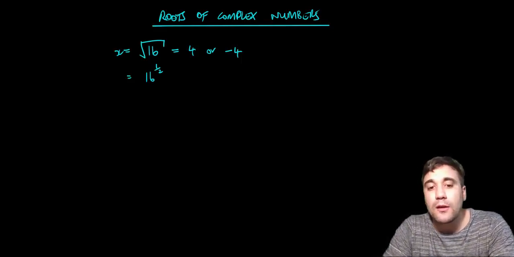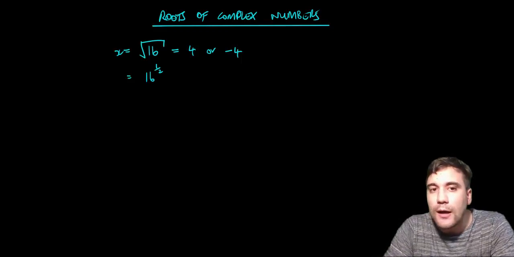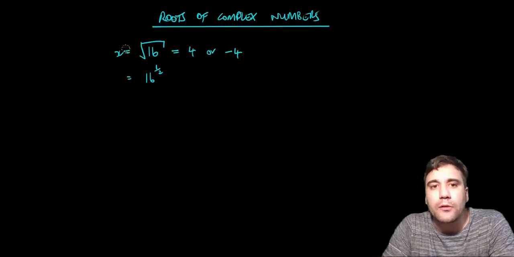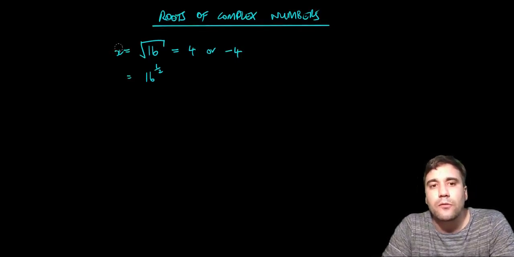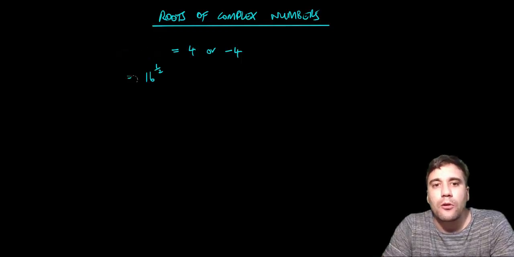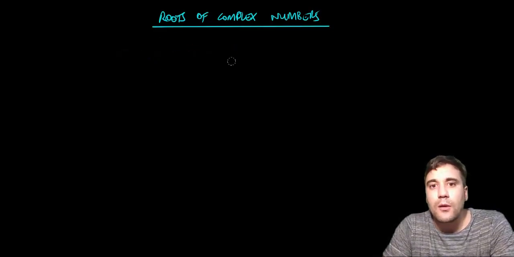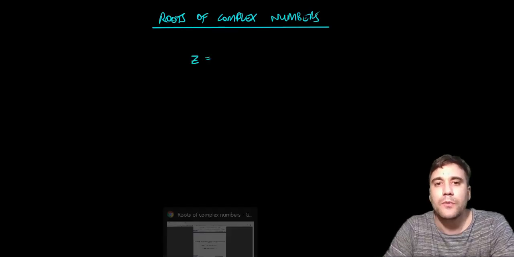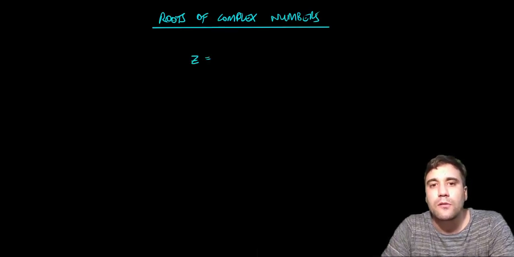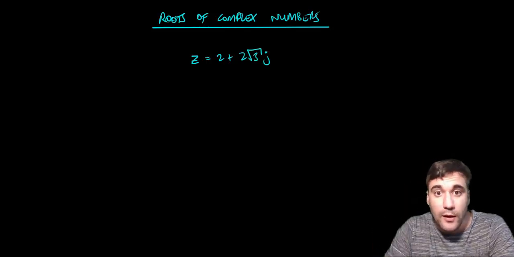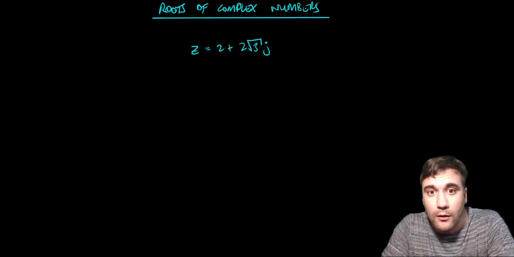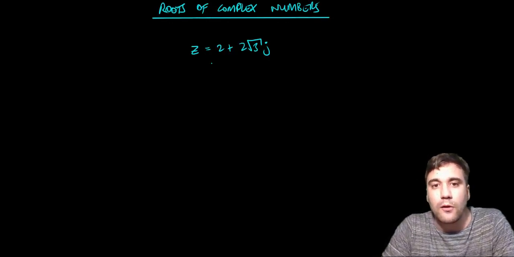If you're familiar with this idea, which I'm assuming you all are, then this idea of complex roots should not be too much of a stretch for you. So let's just dive into an example and get underway. We have a complex number which is z equals 2 plus 2 root 3j. So we want to take the square root of that, right? So z square root equals what?